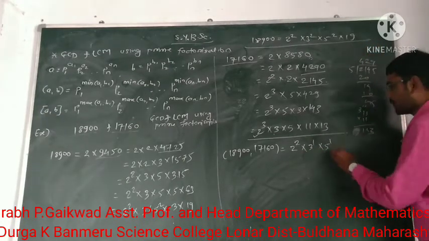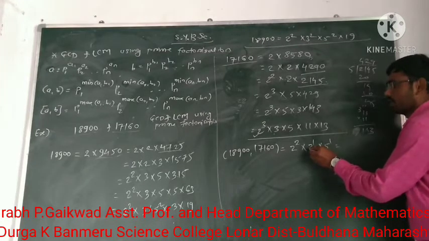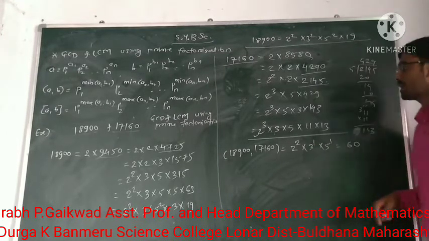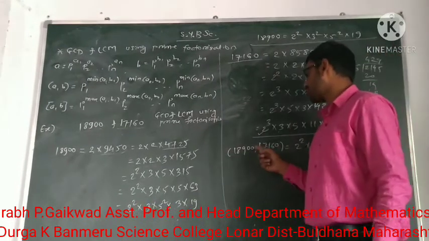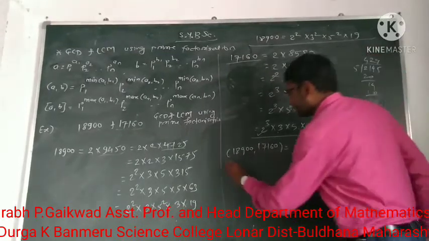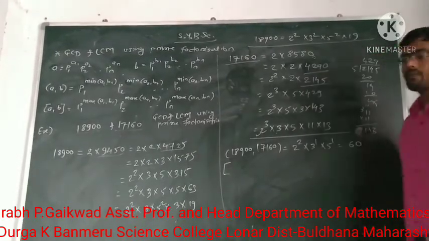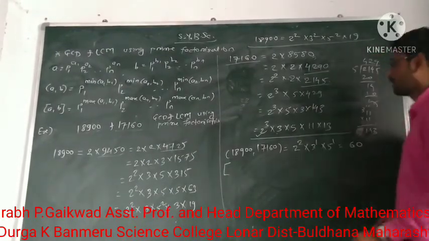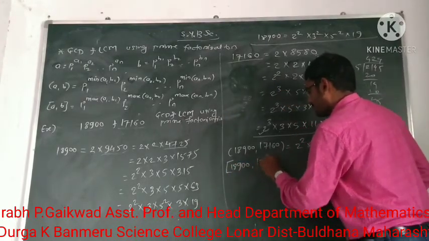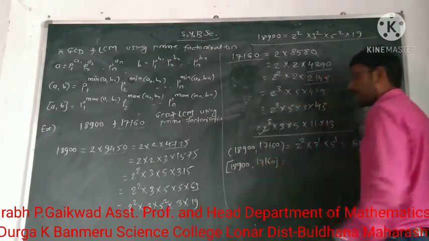So this is the GCD. 2 square is 4, 4 into 3 is 12, 12 into 5 is 60. So the GCD, greatest common divisor, of 18900 and 17160 is 60. And now LCM. LCM of 18900 and 17160. Take maximum powers now.